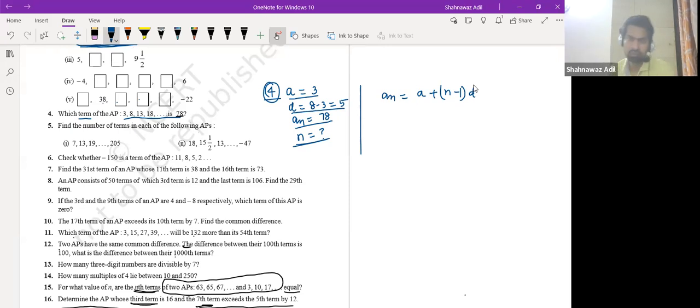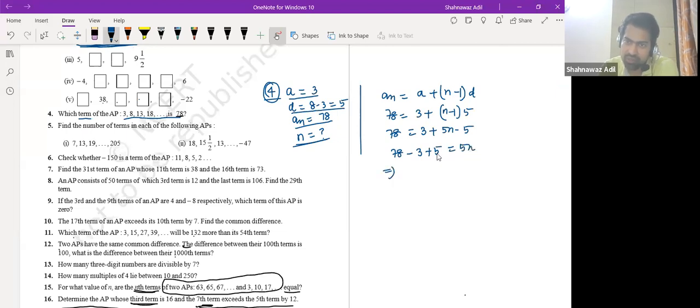Yeah, so I got the value n is equal to 26. So an is 78. This is 3 plus (n minus 1) times 5. So your method: 5n minus 5 equals 78. So 78 minus 3 plus 5 is 5n. So 5 minus 3 is 2, and 2 plus 78 is 80. So n is 80 by 5, so 16, right? How much did you get?